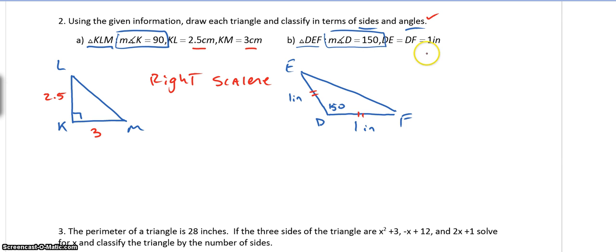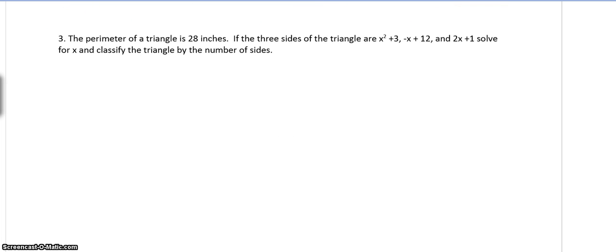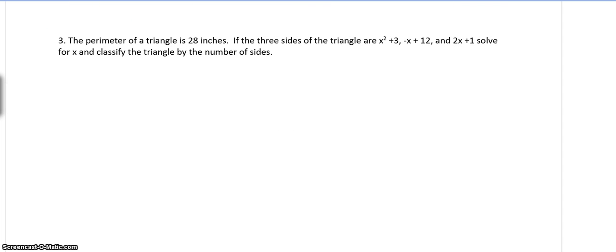So we know we have an obtuse angle, so it's an obtuse triangle. And we know 2 sides are congruent, so that would be an obtuse isosceles triangle. An obtuse isosceles triangle. Alright, that's it for number 2. Number 3. The perimeter of a triangle is 28 inches. If 3 sides of the triangle are x squared plus 3, negative x plus 12, and 2x plus 1, solve for x and classify the triangle by sides.